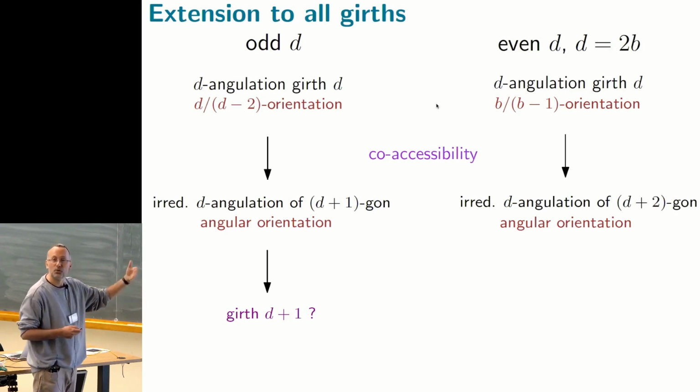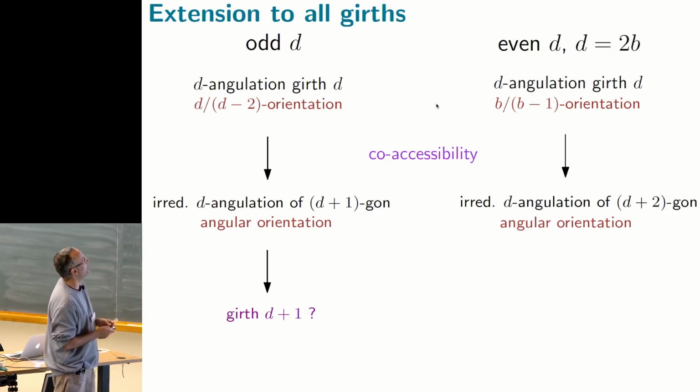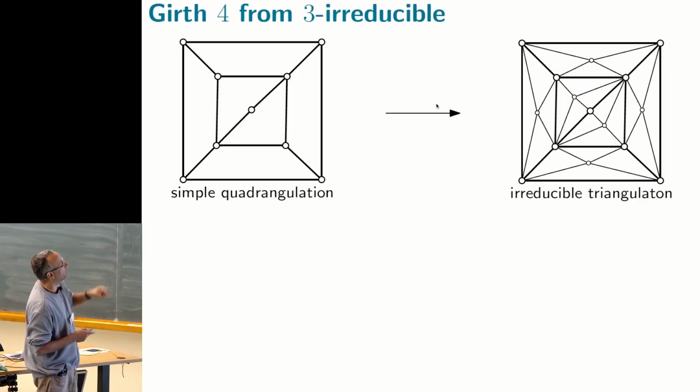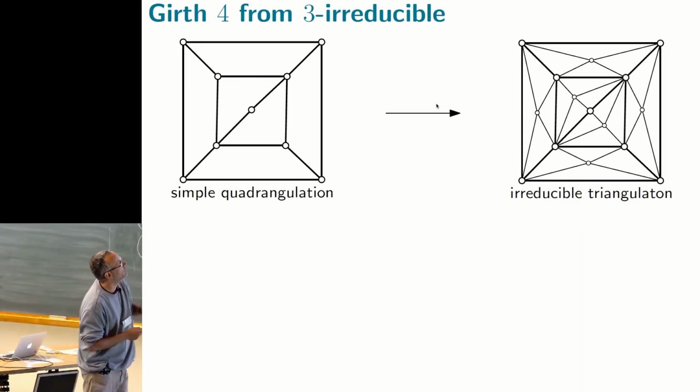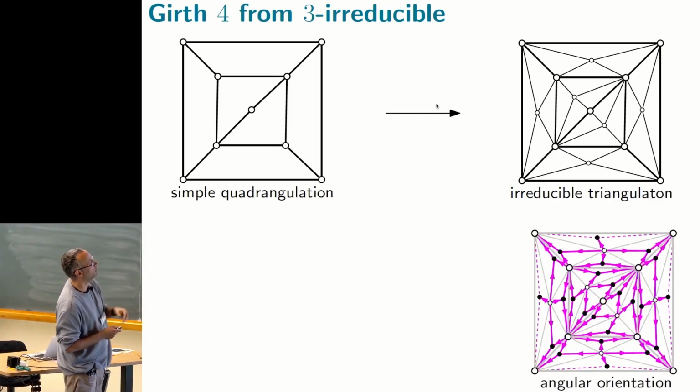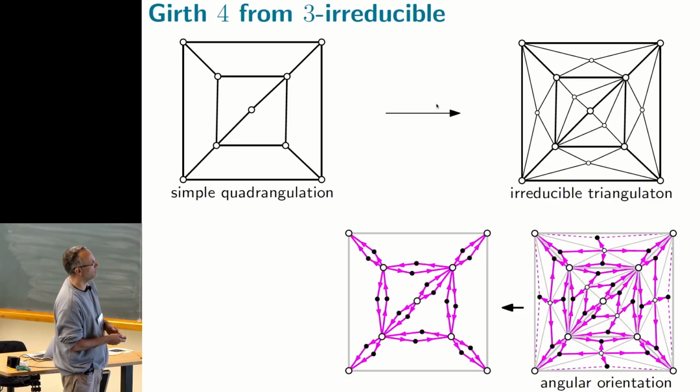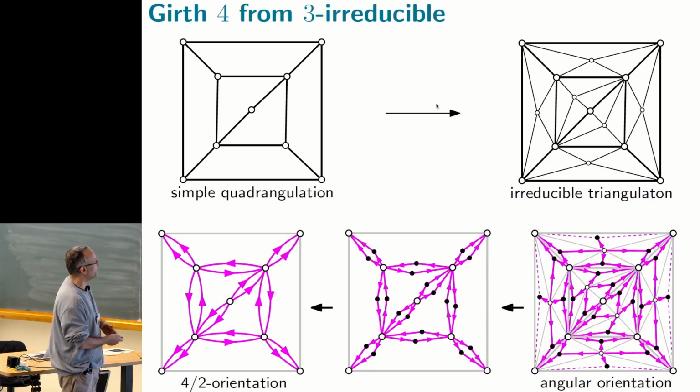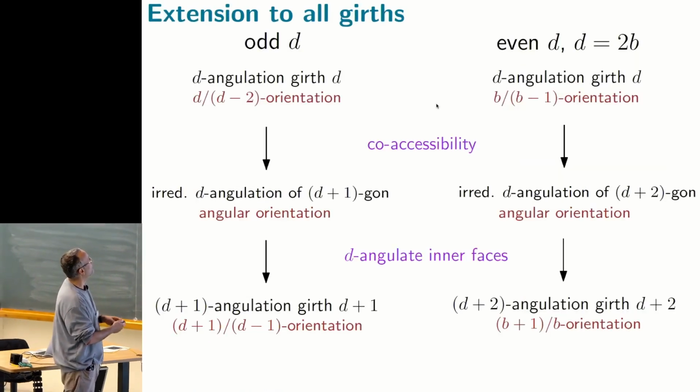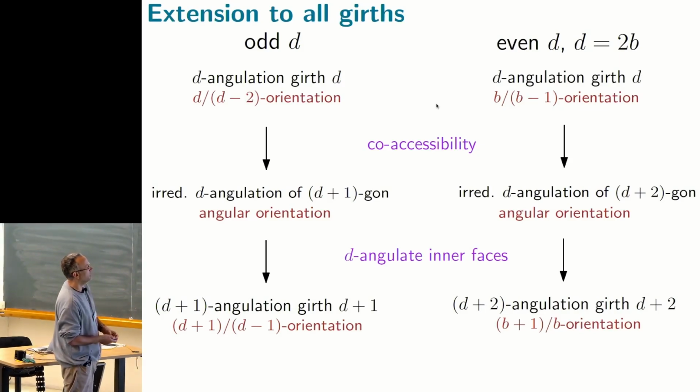And the question is now, can we go to girth d+1, a bit similarly to the substitution approach? And actually, it's also quite simple. For this, from 3-irreducible to girth 4, the idea is to just put a vertex inside each face connected to the 4 corners. So you get an irreducible triangulation. You compute the angular orientation. Then you just delete the added vertices, and you can see that you essentially get a 4/2 orientation. Here the 2 edges have to agree, so you just smooth out the black vertices. And here you have outdegree 4, and here also. So you directly obtain the d over d minus 2 orientation for d+1. And similarly for the bipartite case.